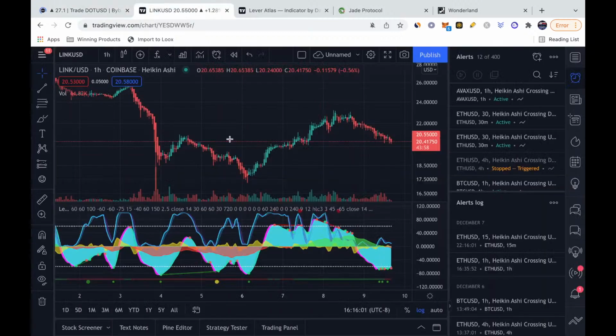Anyways, let's go back to the charts here. But yeah, Link to me looks bullish. It looks bullish to me. And I just think Link's very undervalued right now, period, anyways, just from a buying perspective.